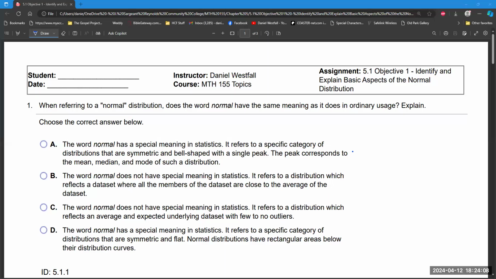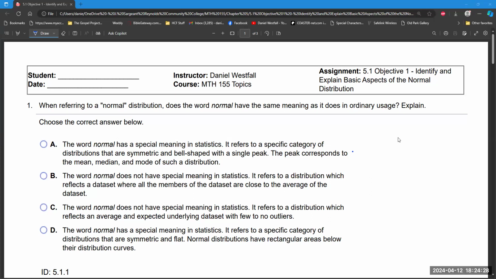In this video, we're going to talk about 5.1 Objective 1, where we identify and explain basic aspects of the normal distribution. So when referring to a normal distribution, what does the word normal have? Does the word normal have the same meaning as it does in ordinary usage? And explain. The word normal has a special meaning in statistics.